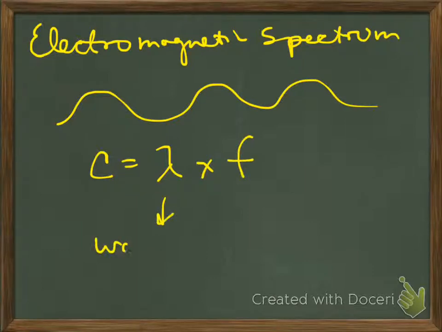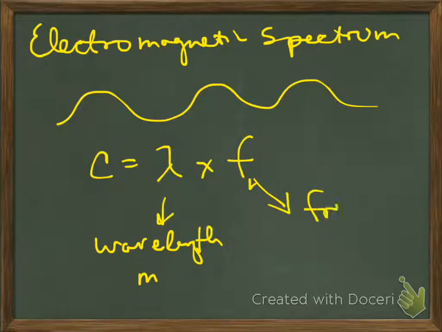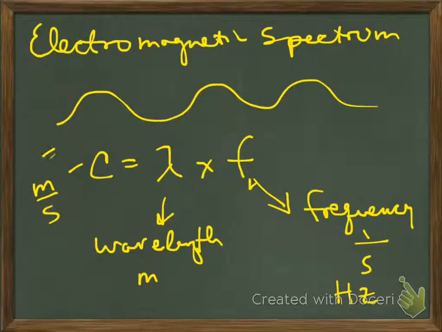This is the wavelength, measured in meters. Frequency is the number of waves that pass by a given point per second, or it's hertz, which is really just inverse seconds. So the speed of light is in meters per second, and that's taken to be 3 times 10 to the 8th meters per second. So we're talking about electromagnetic radiation.